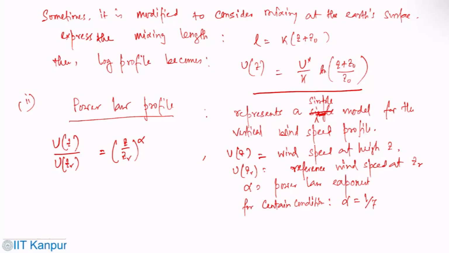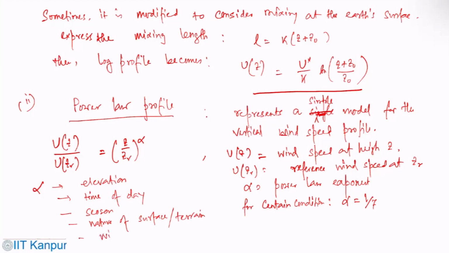The dependencies of alpha could be parameters like elevation, time of day, season, nature of surface or terrain, wind speed, temperature, and various thermal mixing parameters.